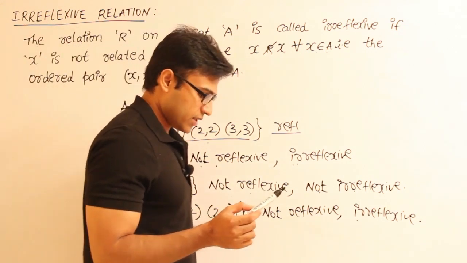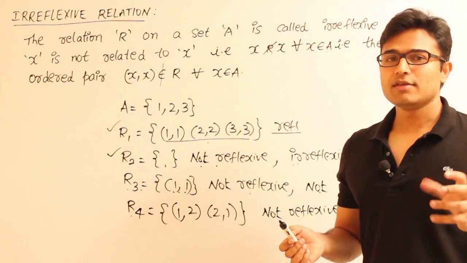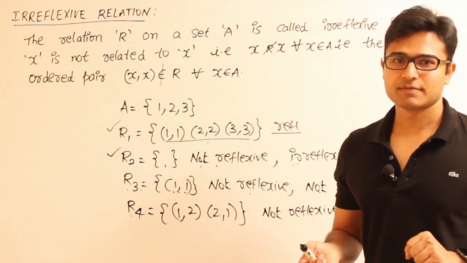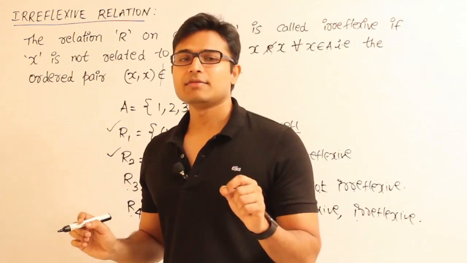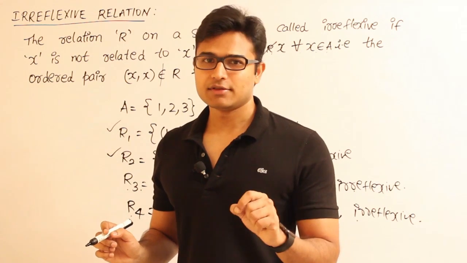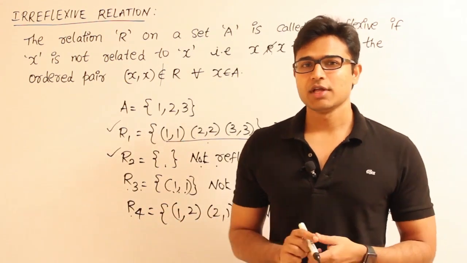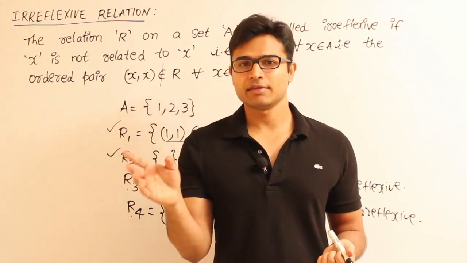Now one interesting thing is you cannot find any relation which is both reflexive and irreflexive. So try to understand this. There can be no relation which is reflexive and irreflexive. Why is that so? If a relation has to be reflexive, then it should contain all the diagonal elements.